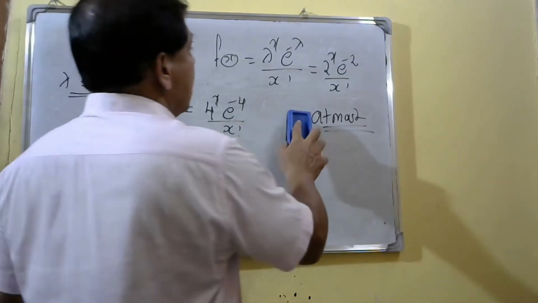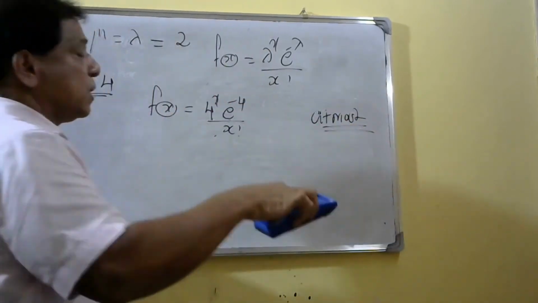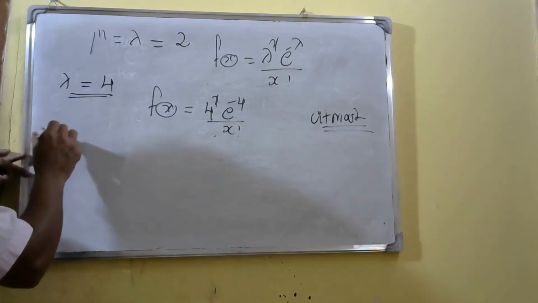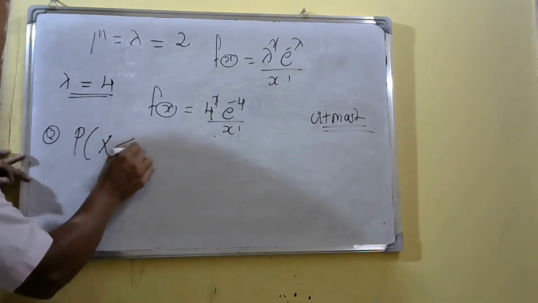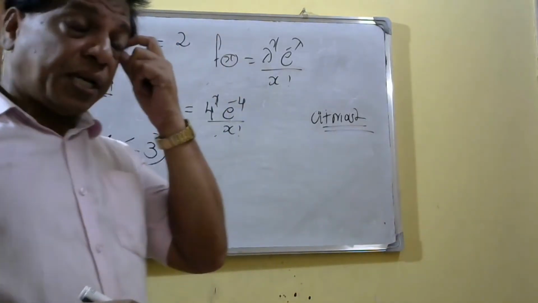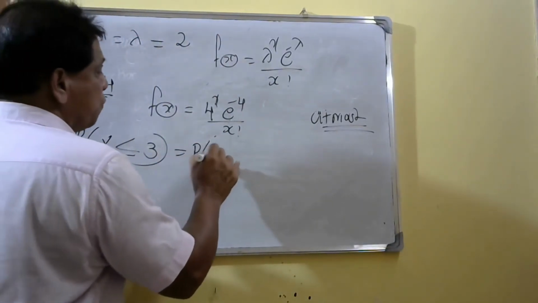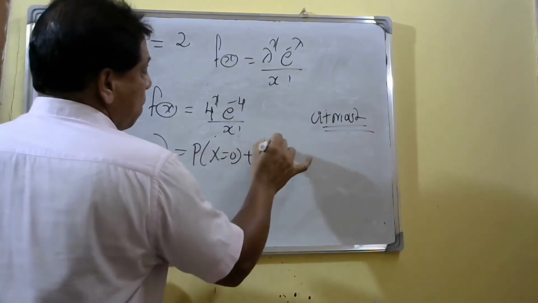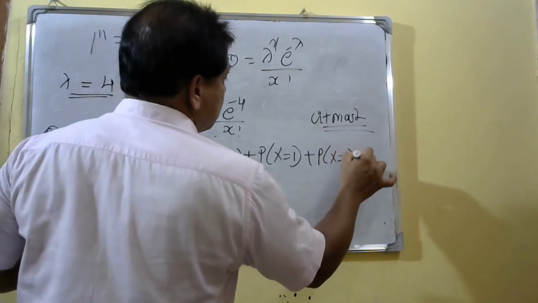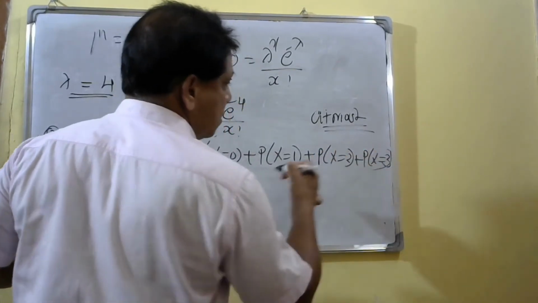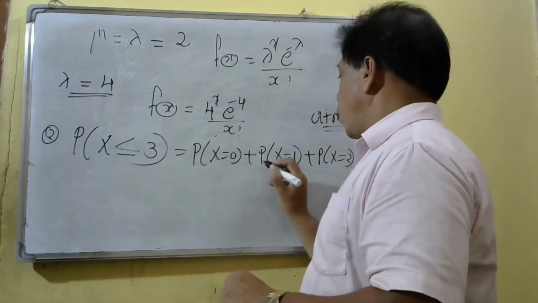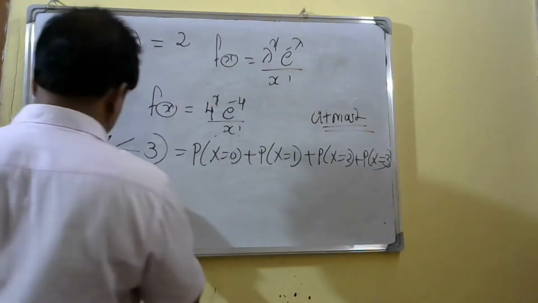The second case. Here we take lambda is equal to 4, 2 week period. Then at most 3. Therefore, probability of x less than or equal to 3. That is, probability of x is equal to 0 plus probability of x is equal to 1 plus probability of x is equal to 2 plus probability of x is equal to 3. We take the values of x as 0, 1, 2, 3.